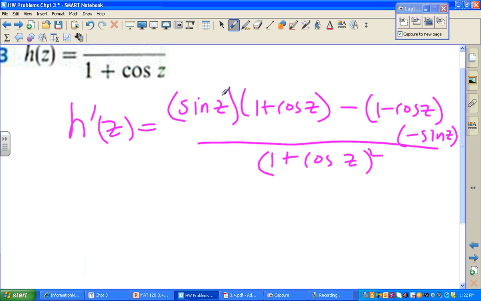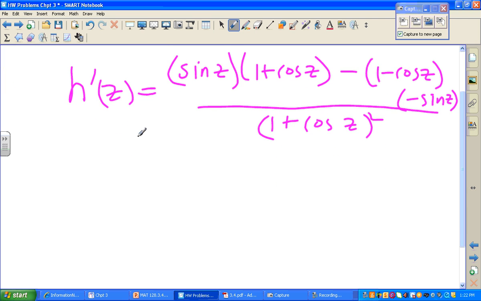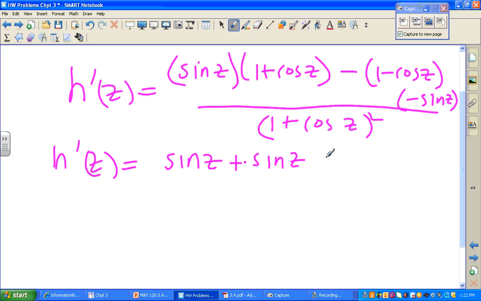All right. So here is the question on the 13. We took the quotient rule, and now we have to combine like terms. H prime of z equals sine of z plus sine z cosine z minus, plus sine of z. Yeah, these are because you distribute. Yeah, you're multiplying. Right here? Yes.